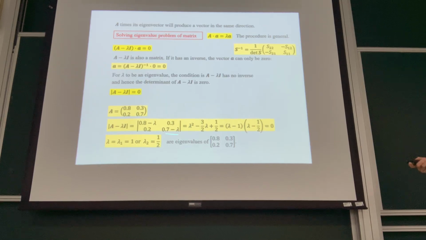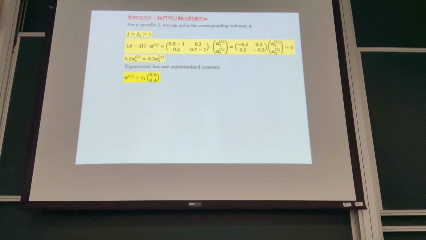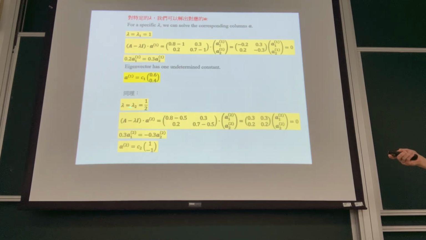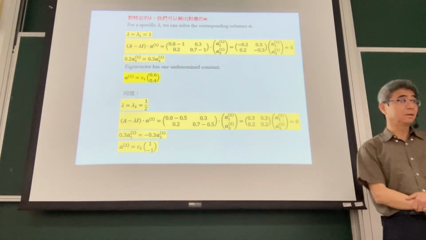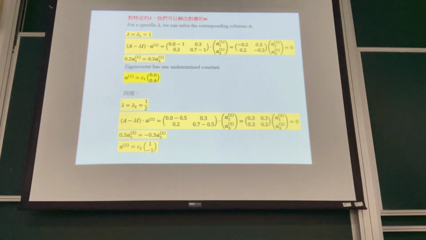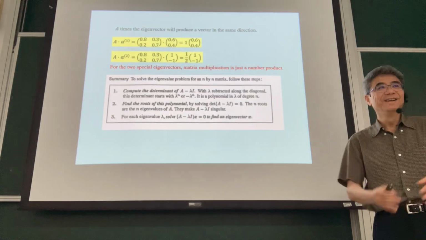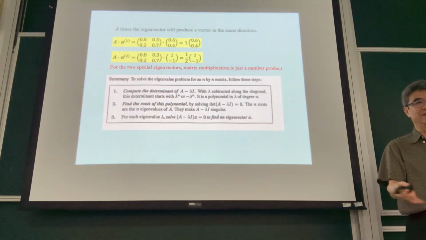Okay, so when you solve the characteristic equation, there are two solutions. For one, I can determine its corresponding eigenvector. For the other one, I can determine its corresponding eigenvector. So for one eigenvalue, there corresponds one eigenvector up to a constant. Okay, so I got two sets of solution of A, one for each value of the eigenvalue. Therefore, that's the essence of solving the eigenvalue problem.